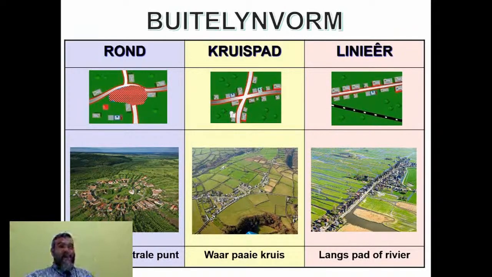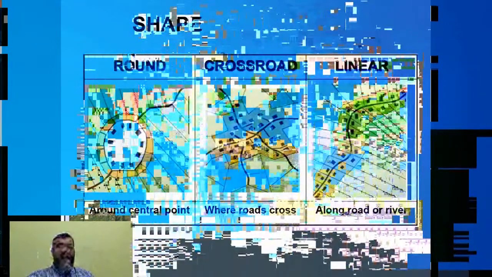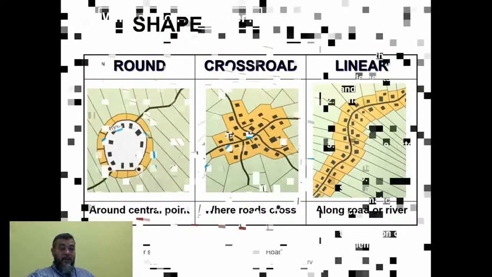Maar wanneer ons praat van die buitelynvorm, the shape, here it's round, it's a crossroad, it's linear. You see that, I'll come to the English PowerPoint again now, but can you see that round, crossroads, linear? And at the bottom, there are examples of such settlements. Okay? So, the shape of a settlement is a round settlement. Okay, the English PowerPoint is not as nice as the Afrikaans one. There's a crossroads settlement, and there's a linear settlement here. Here's a crossroad going across. There's a round. Let's go back to the Afrikaans.